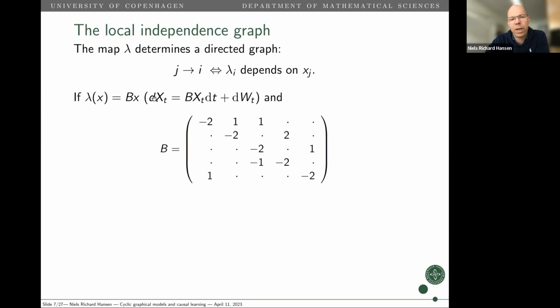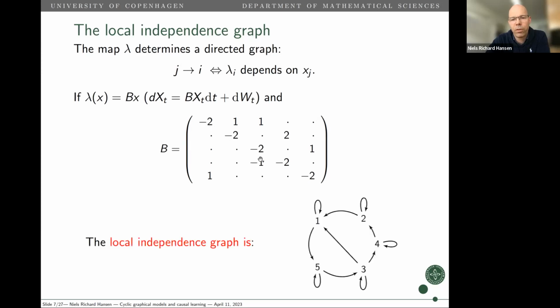So, for example, if we have this stochastic differential equation corresponding to the lambda function being a linear function with B matrix being this sparse matrix here, we can read off all the edges. We have to go along the columns here. So 3, for instance, is pointing to 1, 2 is pointing to 1, and then we have all of these self loops here. So this would give us a local independence graph where we have all the self loops on all the nodes. And then we have, for instance, the 3 pointing to 1 and the 2 pointing to 1, etc. So we can read off this local independence graph directly from the lambda functions in the stochastic differential equation.